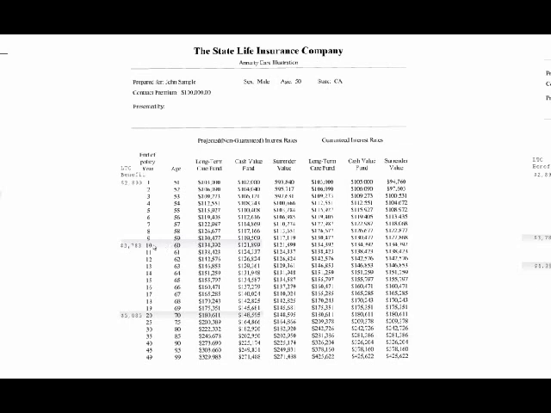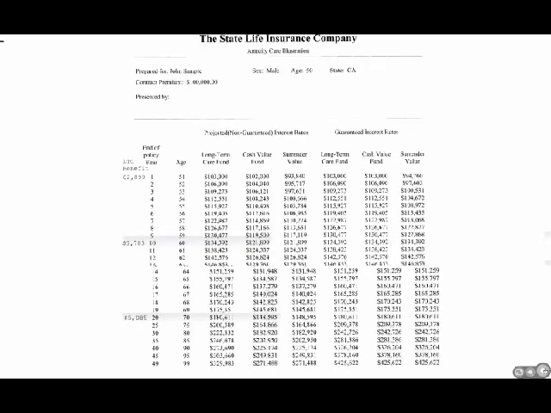Let's go ahead and compare this to the Genworth policy. Let's take a look at year 10. And again, in year 10, we have $121,899 in the cash fund. We have a benefit of $37.83, so $122,000, let's call it, and just under $3,800 monthly benefit.